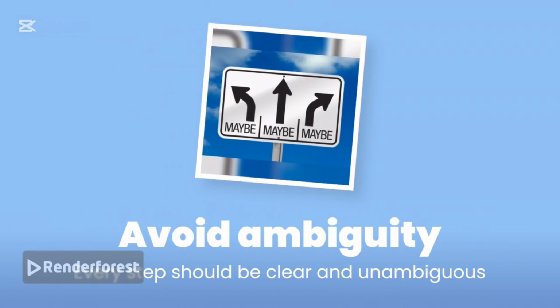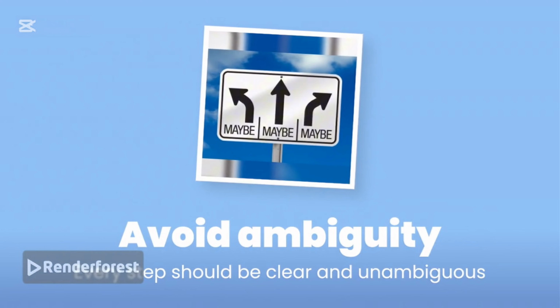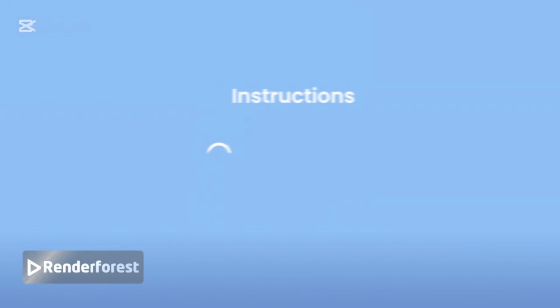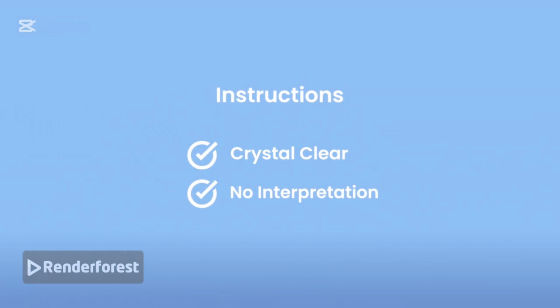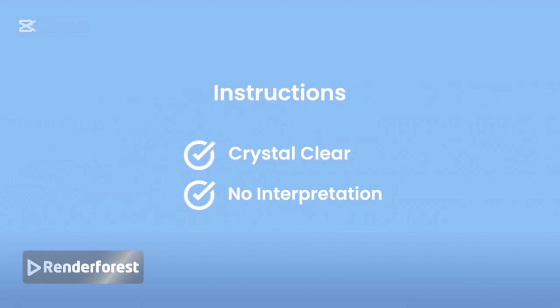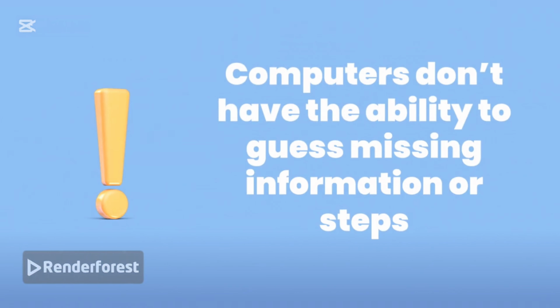The second point is to avoid ambiguity. This means every step should be clear and unambiguous. Ambiguity can lead to mistakes, so when giving instructions, make sure they are crystal clear and leave no room for interpretation, because computers don't have the ability to guess missing information or steps.